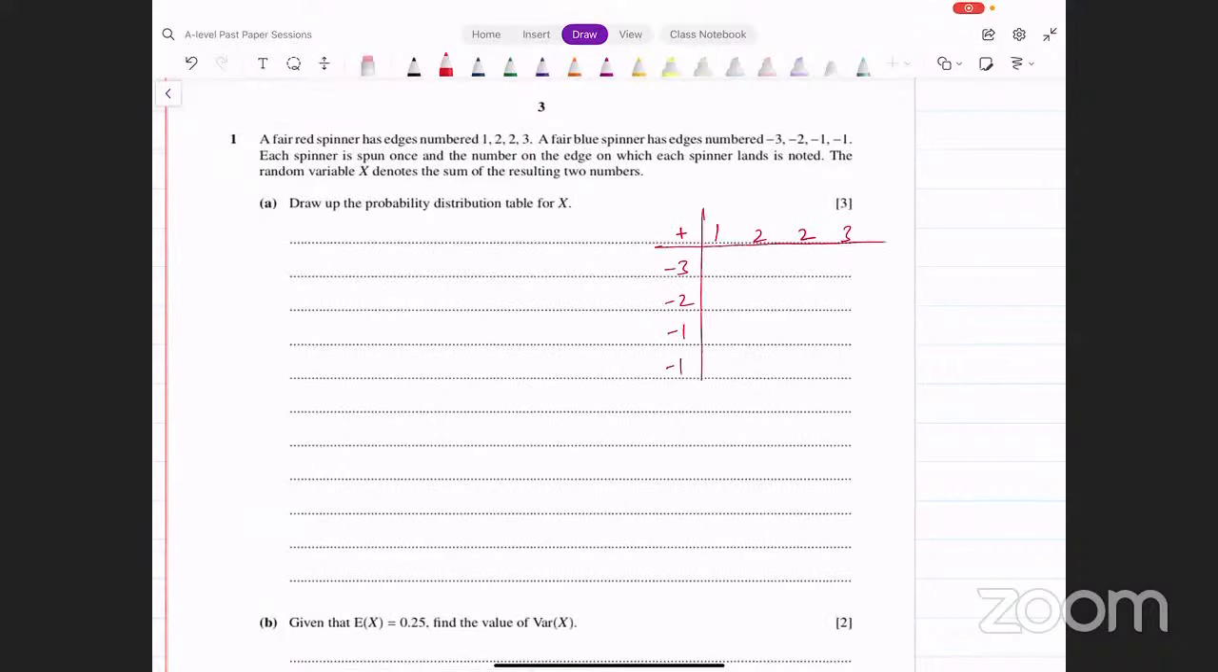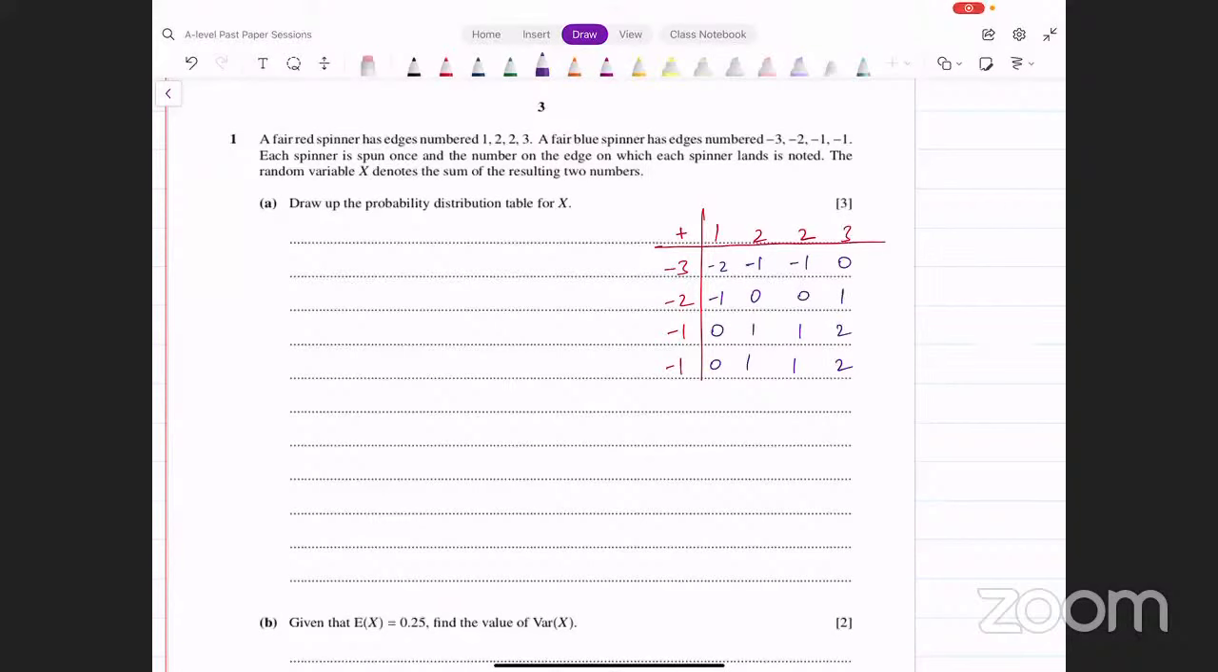In the table, what we do is we add these numbers that we've got on the edges. 1 - 3 is -2. Sorry, this should have been -2. 1 - 2 is -1. Then -1. 1 - 1 is 0, 0. 2 - 3 is -1. 2 - 3 here is -1. 3 - 3 is 0. 2 - 2, 0. 2 - 1, 1, 1, 0, 1, 1, 1, 2, and 2. This is the table that we've got.